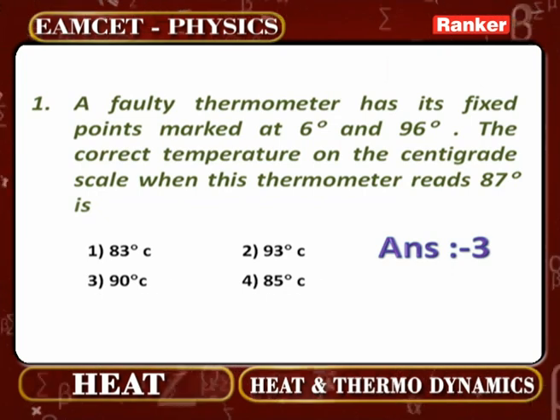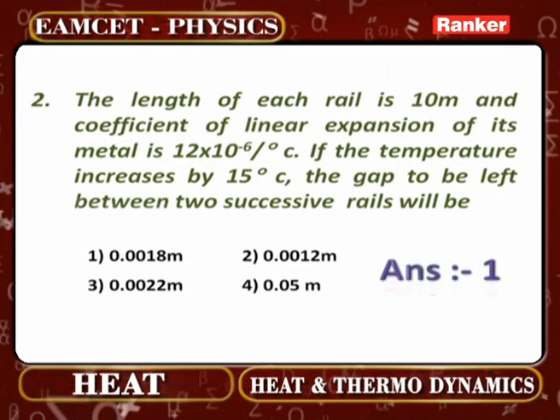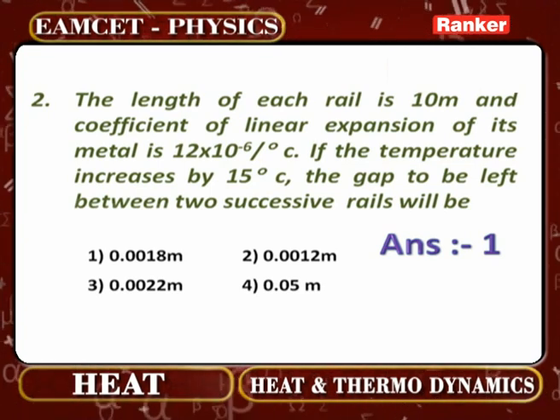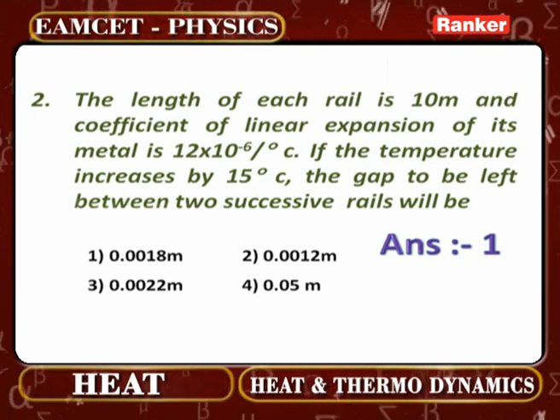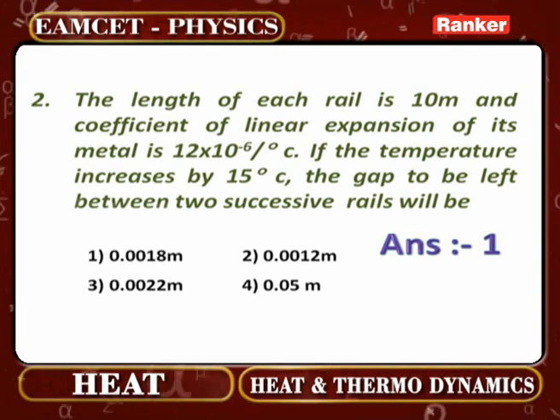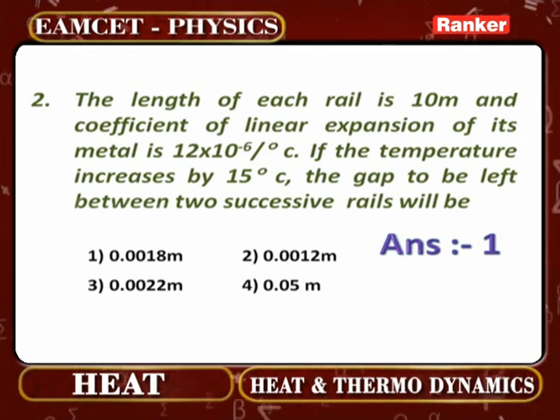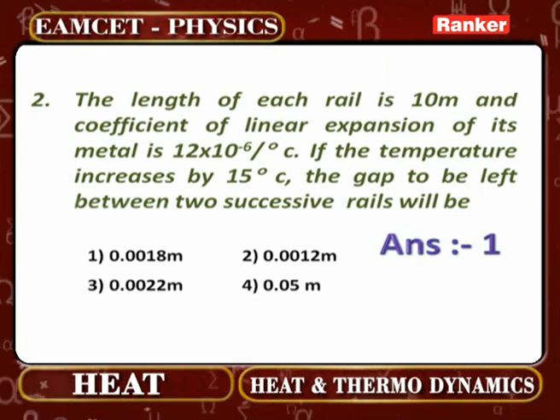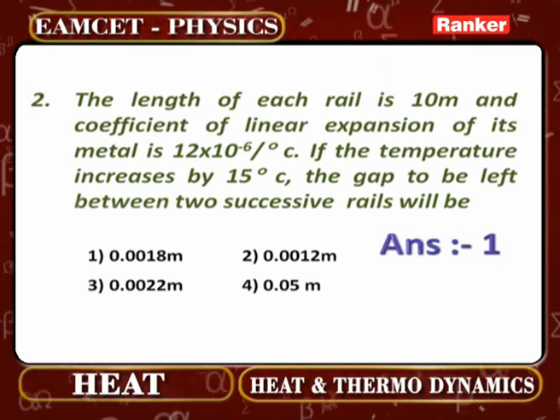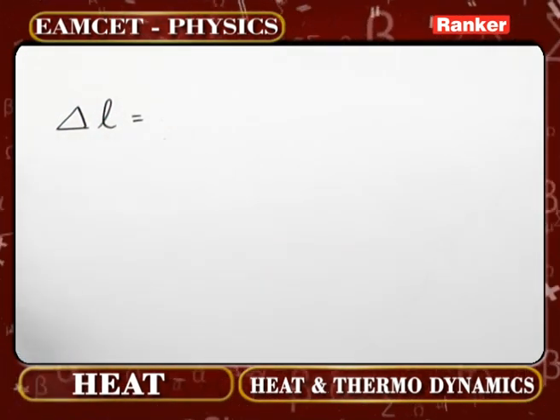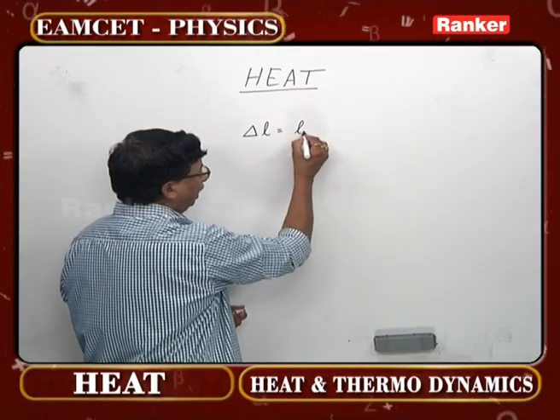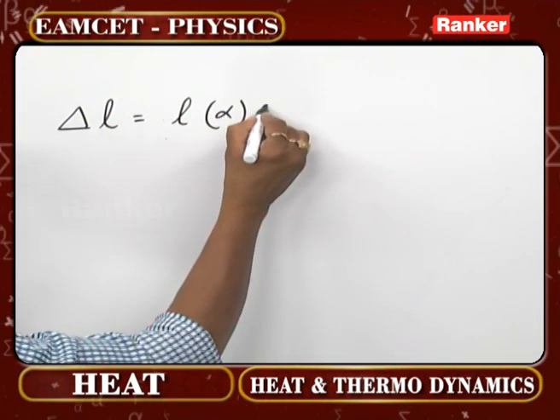Let us check the second one please. One of the most important applications of expansion of solids. The length of each rail is 10 meter and the coefficient of linear expansion of its metal is 12 into 10 power minus 6 per degree centigrade. If the temperature increases by 15 degrees centigrade, the gap to be left between two successive rails will be how much? Just now I have mentioned the corresponding formula. Delta L, if I consider this to be the gap that is to be placed between two successive rails, can be written as L into alpha into delta T.